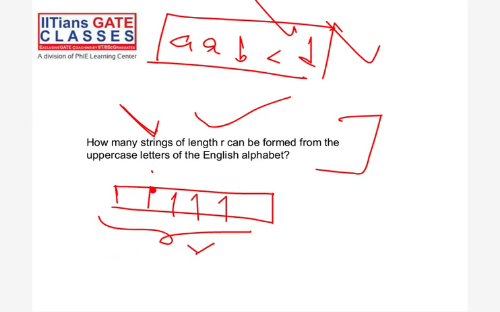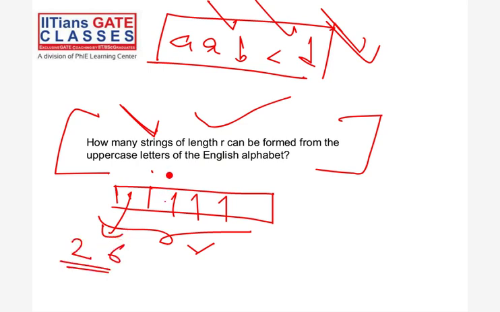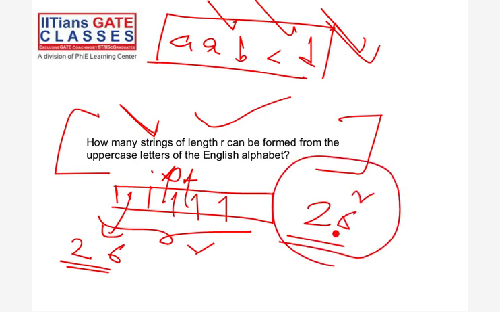Right, because this 26 PR would be the answer if repetition was not allowed. But you see in this question he is interested in strings of length r, so from the meaning of this question you can find out that yes, repetition is allowed. If repetition is allowed, then you can put any of the 26 letters here, any of the 26 letters here, any of the 26 letters here, and so on. So finally you will get 26 power r permutations.